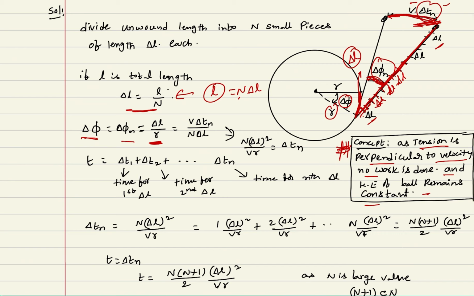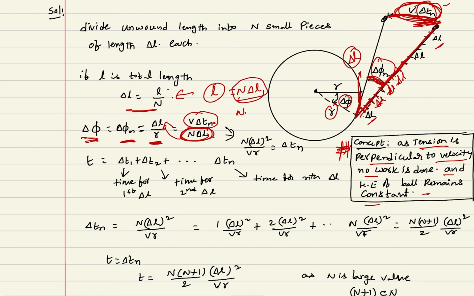Okay, this part you have to keep in your mind. Next one, whatever the angle is, delta phi n, I am writing in terms of this. This distance is equal to v into delta theta n divided by the total length, which is n into delta L. You can see here the total length is n into delta L. I have written that, so I am taking this in terms of delta theta n.